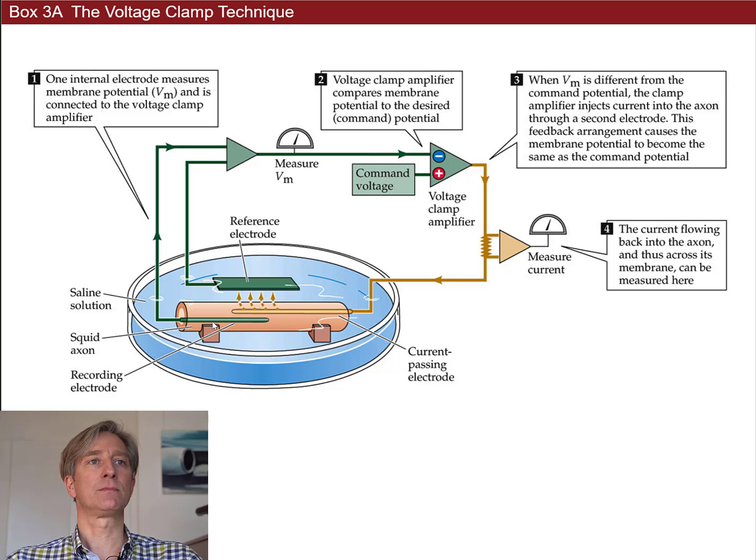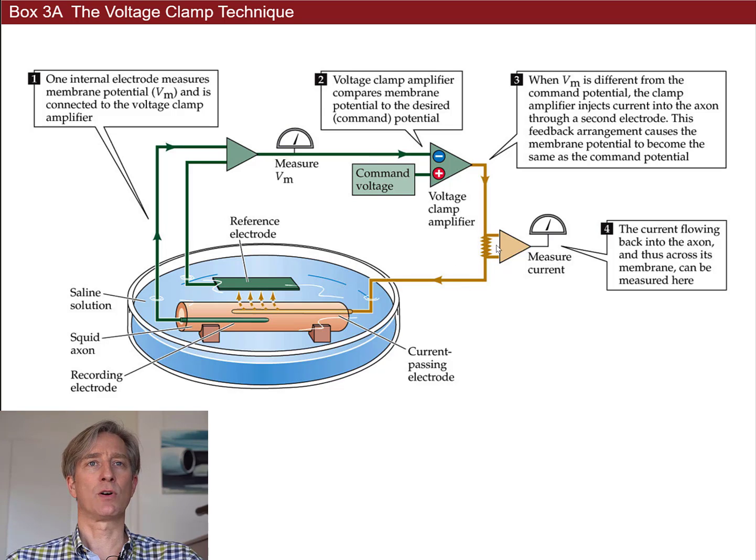So one is the measuring electrode. Here you measure the voltage inside, and then you take the difference to a reference, which is the intracellular voltage, and then you compare that to a command voltage. If the voltage is below the command, then you pass a positive current, and vice versa. If the voltage is above the command voltage, you pass a negative current in this negative feedback loop that allows you to keep the voltage constant at the value that you set here with the command voltage.